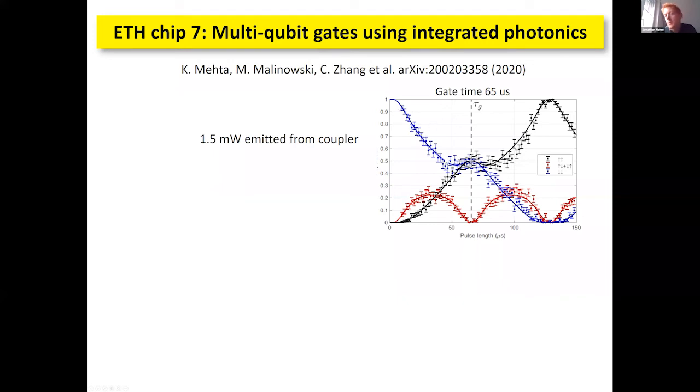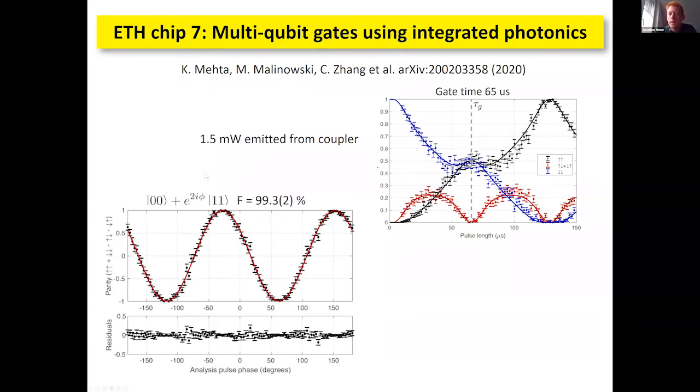And we were happy that the quality of these operations was actually very good. We quantify that usually by doing an interference experiment with a maximally entangled state and looking primarily at the contrast of this interference experiment, as well as the population that we measure at the gate time. And there we see that we get fidelities of 99.3%. So these are not the best gates that anyone ever performed. People have now demonstrated gates near 99.9%.